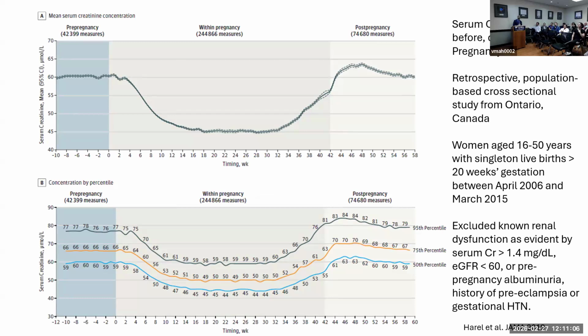So this was a population-based study out of Ontario, Canada, where they looked at, I think, over 1 million pregnancies initially. These are low-risk pregnancies, and they tried to plot out the serum creatinine. This was women aged 16 to 50 years with singleton live births, between 2006 and 2015. This top graph is the averages, and then they came up with the 95th percentile, 75th percentile, and 50th percentile to try and establish what is essentially a normal creatinine for pregnancy.